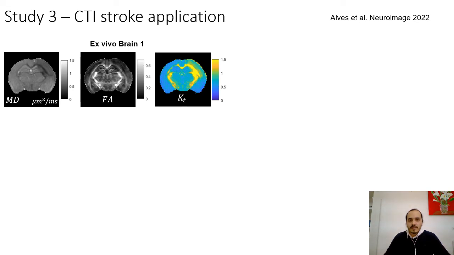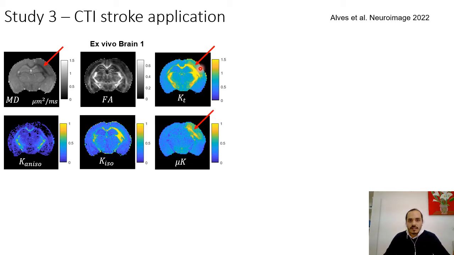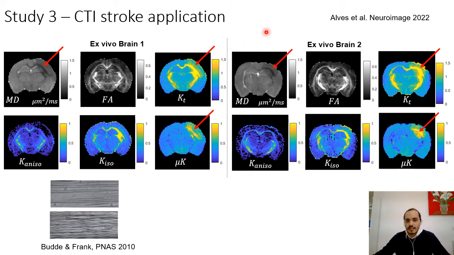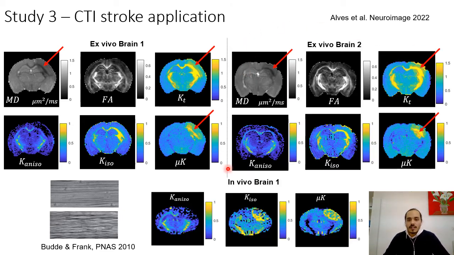Here I'm showing the standard mean diffusivity, FA, and total kurtosis of one of the ex vivo brains. As expected, the stroke lesions are associated with an unspecific decrease in mean diffusivity and increase of total kurtosis. Our kurtosis sources show that the microscopic kurtosis is the leading source responsible for the increase of non-Gaussian diffusion in stroke, and this is in line with our expectations with the beading effects. The results were consistent across different animals and also consistent with our in vivo acquisitions.